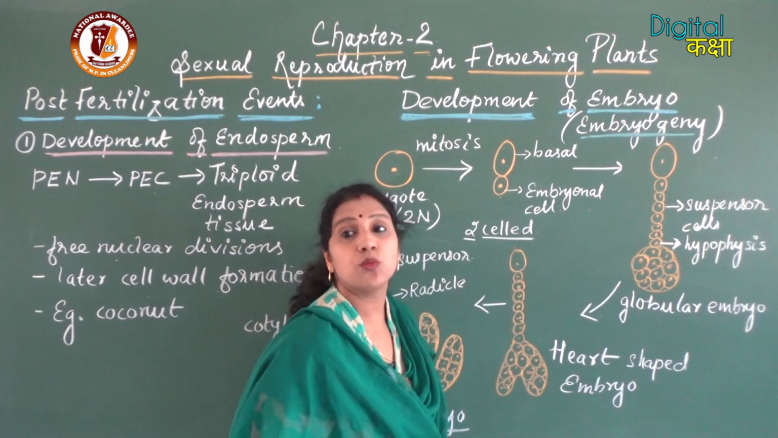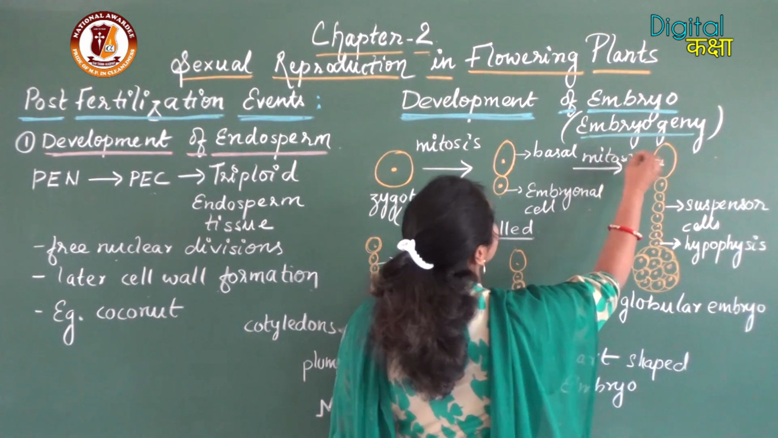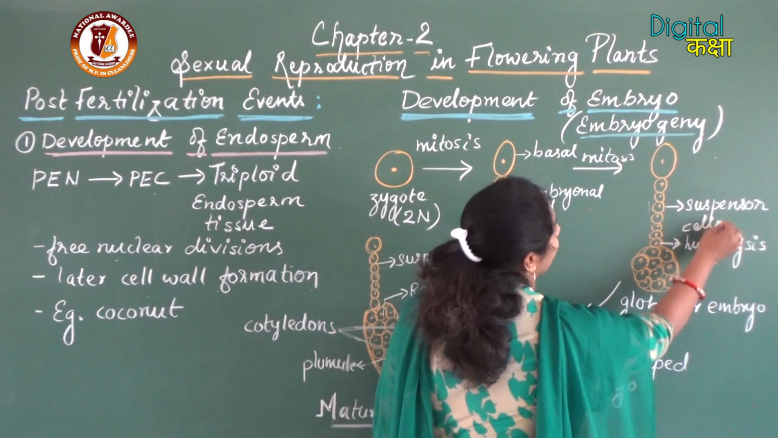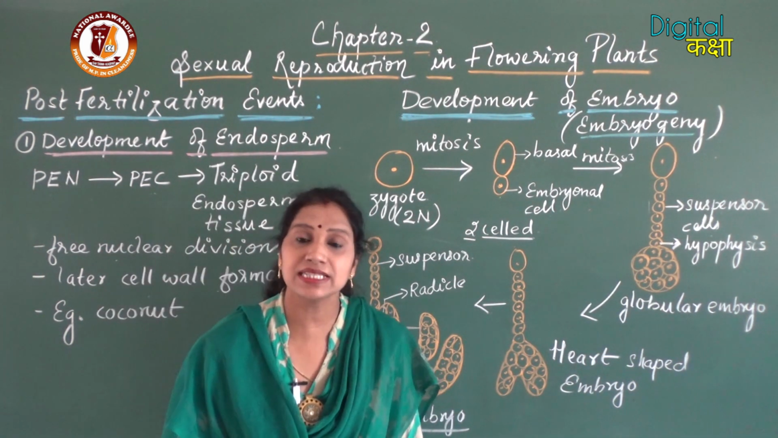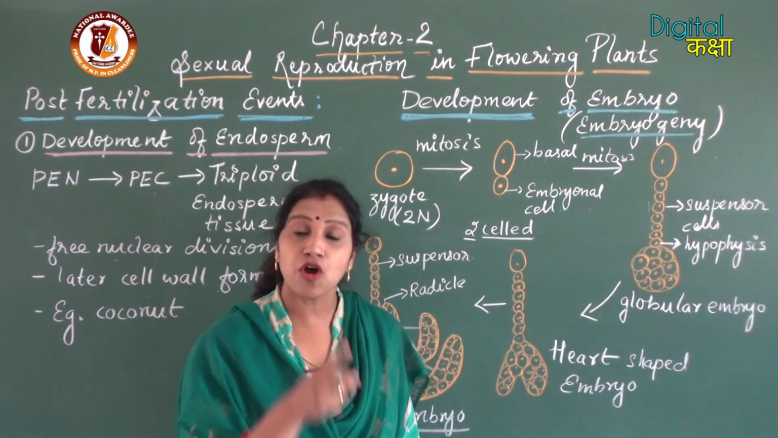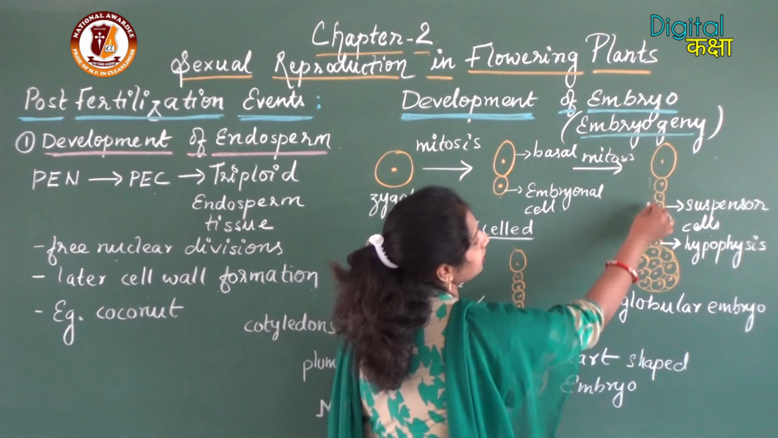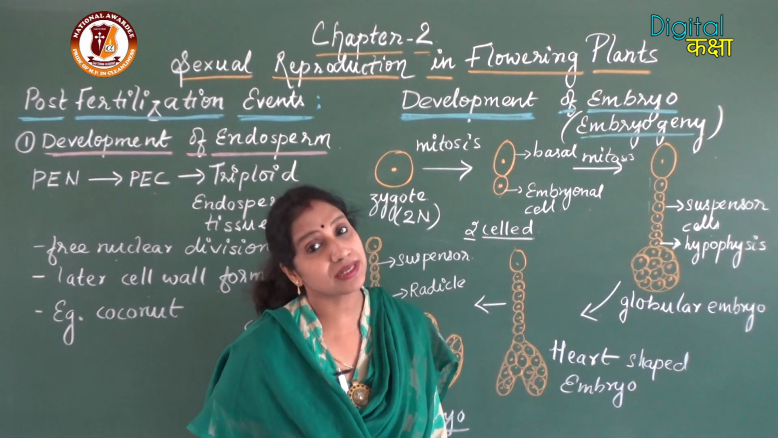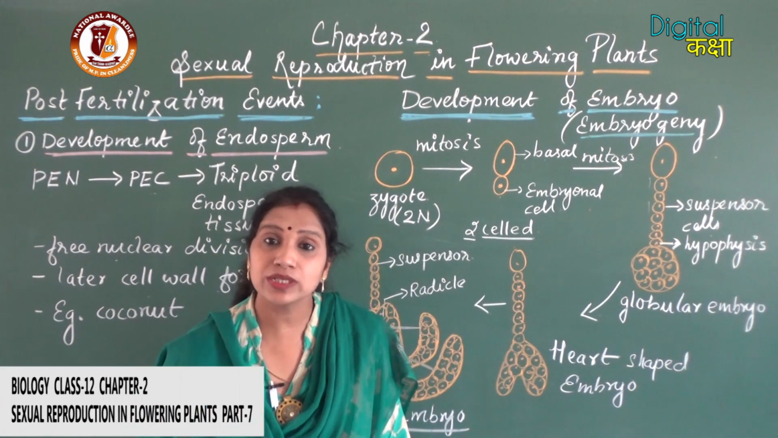So the basal cell will continuously divide by mitosis cell division to form a chain of cells, and this chain of cells is called the suspensor cells. What happens? First, the basal cell will continuously divide by mitosis cell division to form a chain of cells. As you can see in the diagram, a chain of cells is being formed, and these are called the suspensor cells, and these suspensor cells hold the embryonal cell.